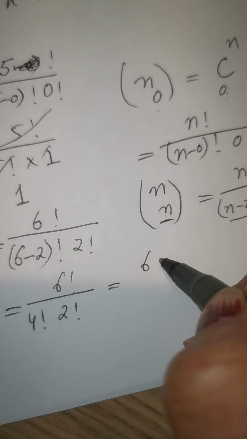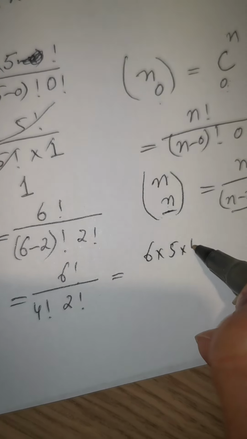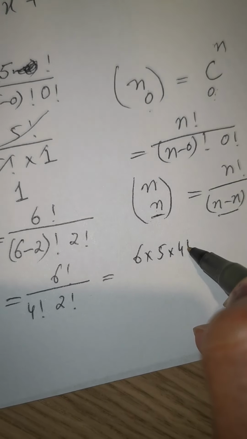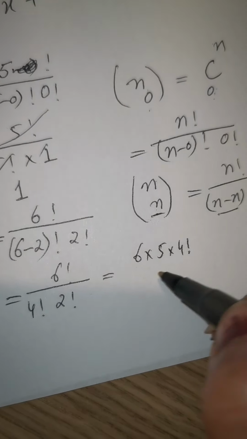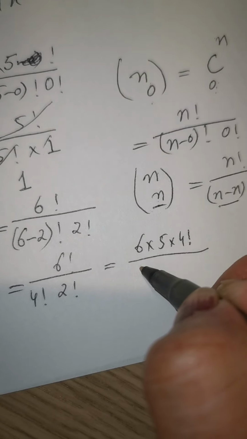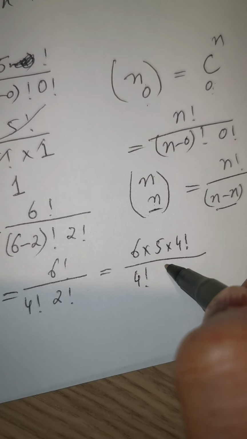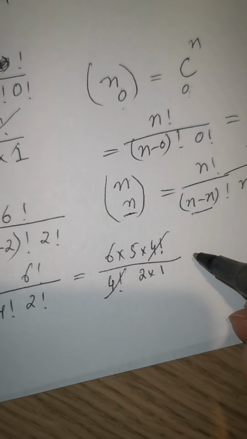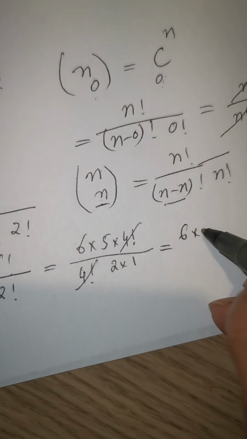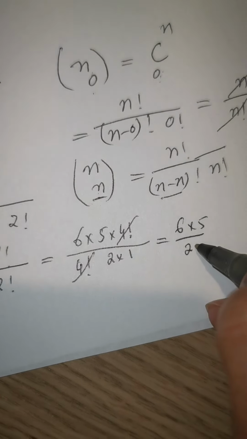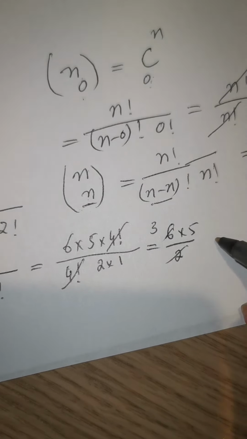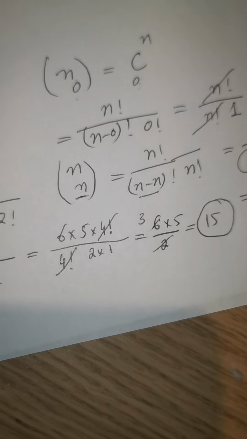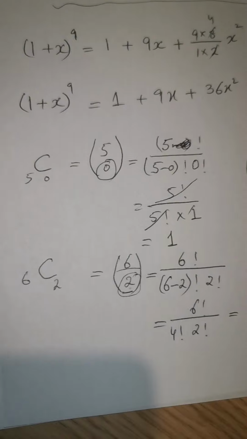6 factorial can be written as 6, 5, 4, 3, 2, so I will close it by writing 4 factorial. I can do it, right? So what will we get? 2 factorial means 2 multiplied by 1. Now the 4 factorials cancel each other. 6 times 5 over 2. So cut them and we have the answer 15. In this way we can easily find the values.